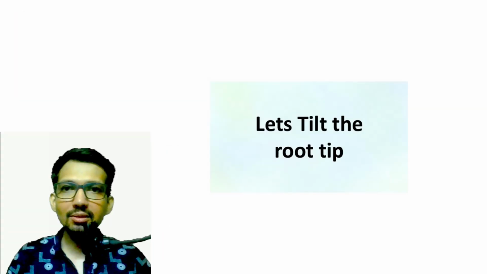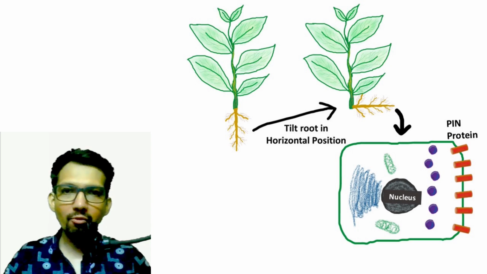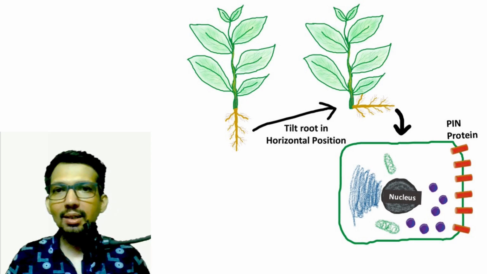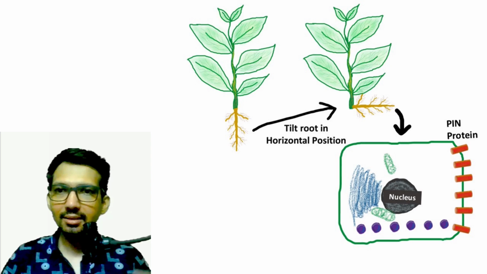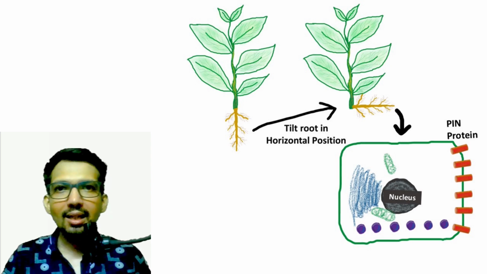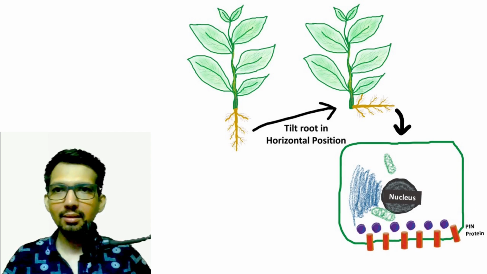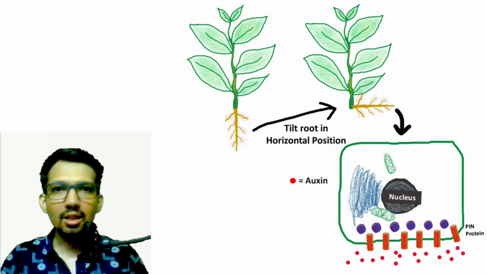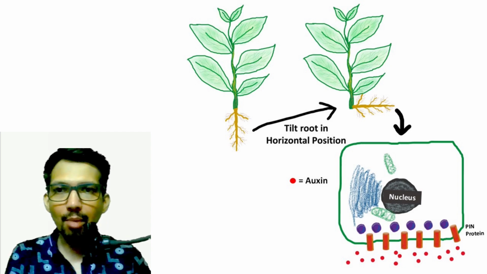Now let's see what happens if we tilt the root tip. When the root tip is tilted, the statoliths will change their position. The statoliths will usually settle downwards where the gravity is. As the statoliths change their position, the PIN proteins also reorient themselves in the cell membrane. Now, as the auxin is transported outside from these cells, the lower end of the root tip gets concentrated with a high amount of auxin.